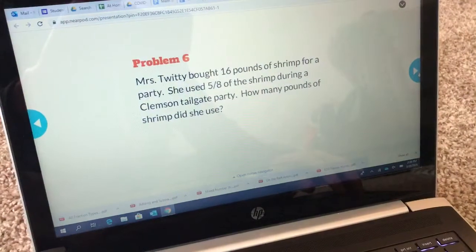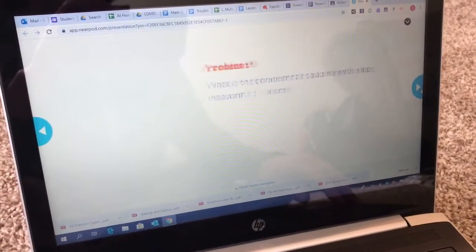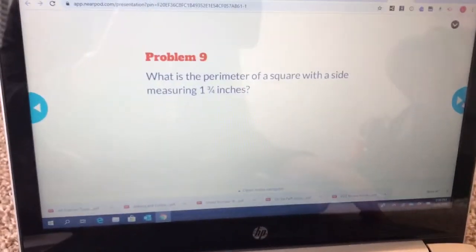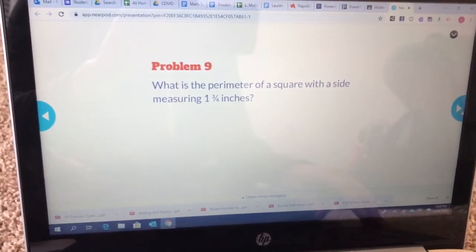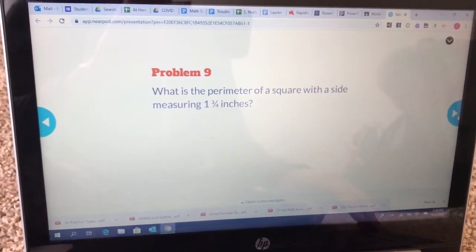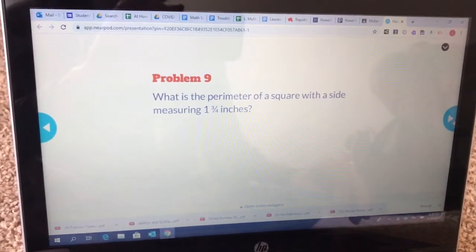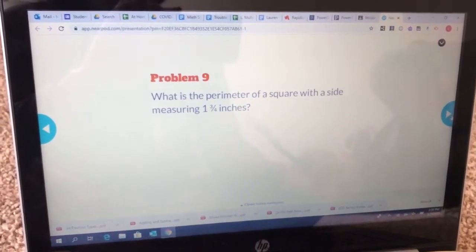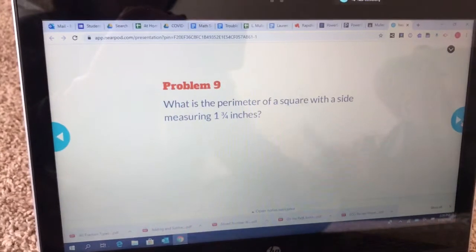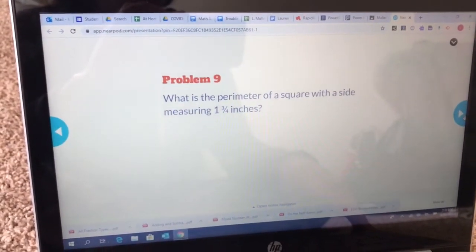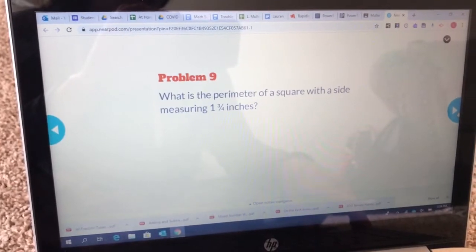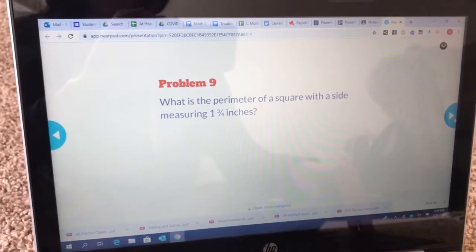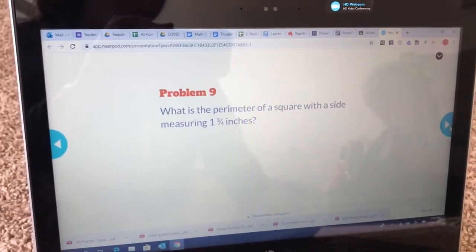All right, our last one. We're going to look at problem number 9. Problem number 9 says, what is the perimeter of a square with a side measuring 1 3/4 inches? Now, it uses a vocabulary word that we haven't really talked about a lot this year, but you should have learned last year. The perimeter. Perimeter is just the measure of the length of all the sides on the outside. And something we know about a square is that all sides are congruent.